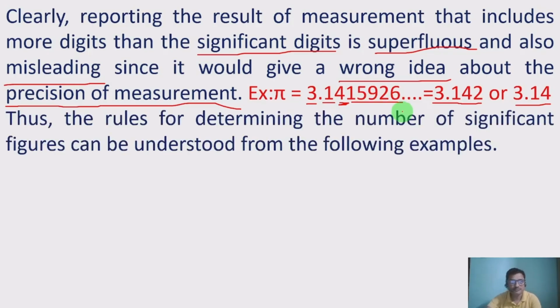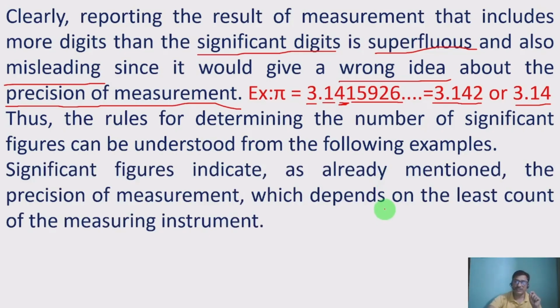This is an example. The rules for determining the number of significant figures can be understood from the following example. There are 5 rules set for considering the significant figures, because here we must decide what number of digits are to be considered, what are not to be considered, and how many significant figures are taken from a particular number. Based on that we are going to take the significant figures.